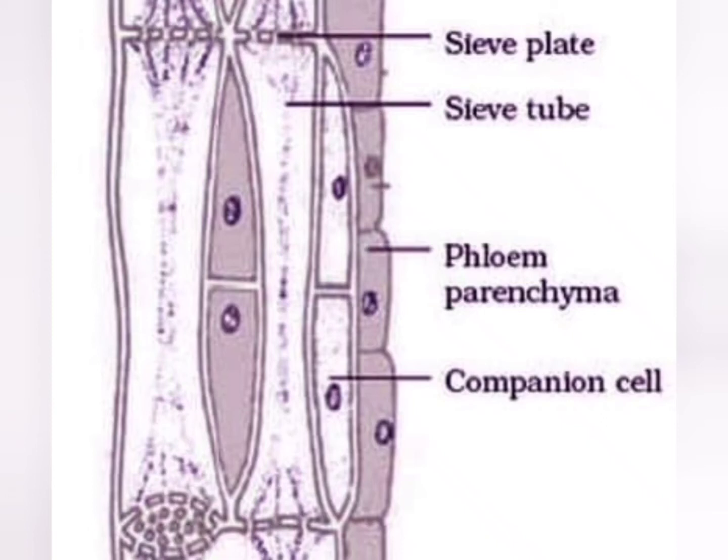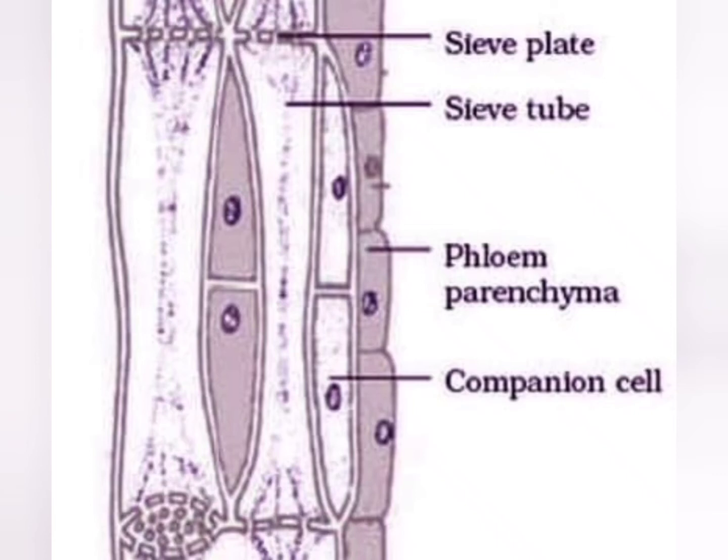Sieve plates are slightly bulged out, and the cells have vacuolated cytoplasm. That means the cytoplasm has vacuoles. So this diagram comes from the microscope study. The next one is companion cell. Companion cells are thin-walled cells which lie on the sides of sieve tube cells.